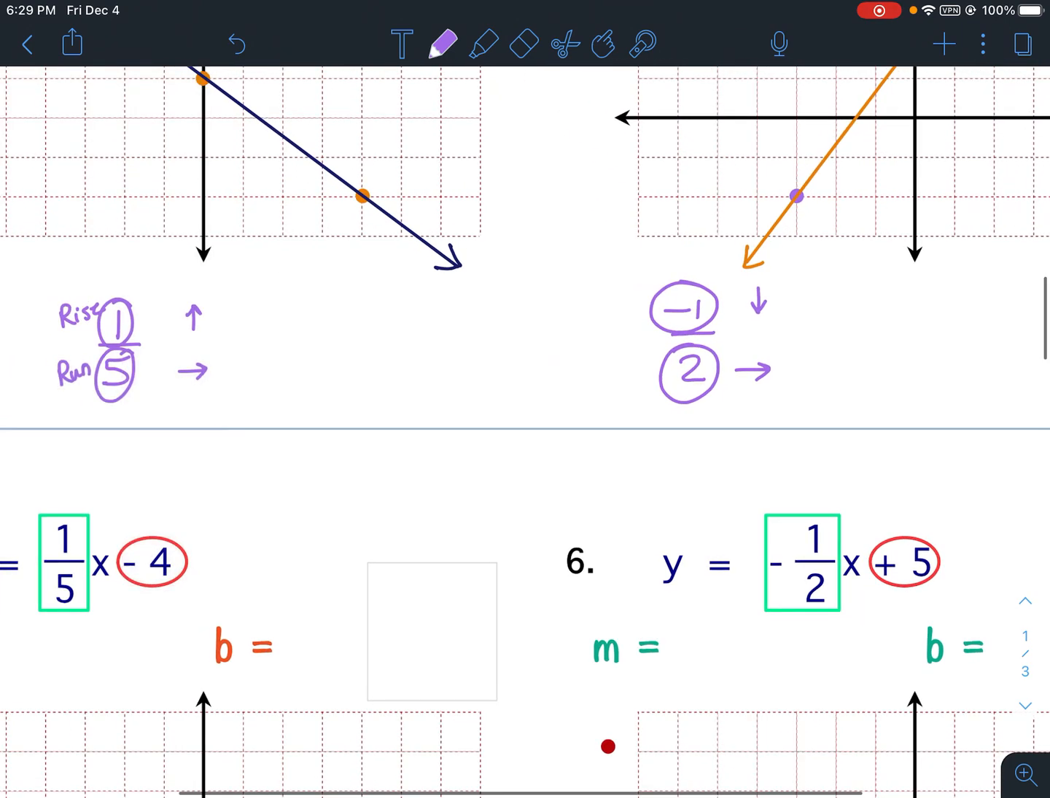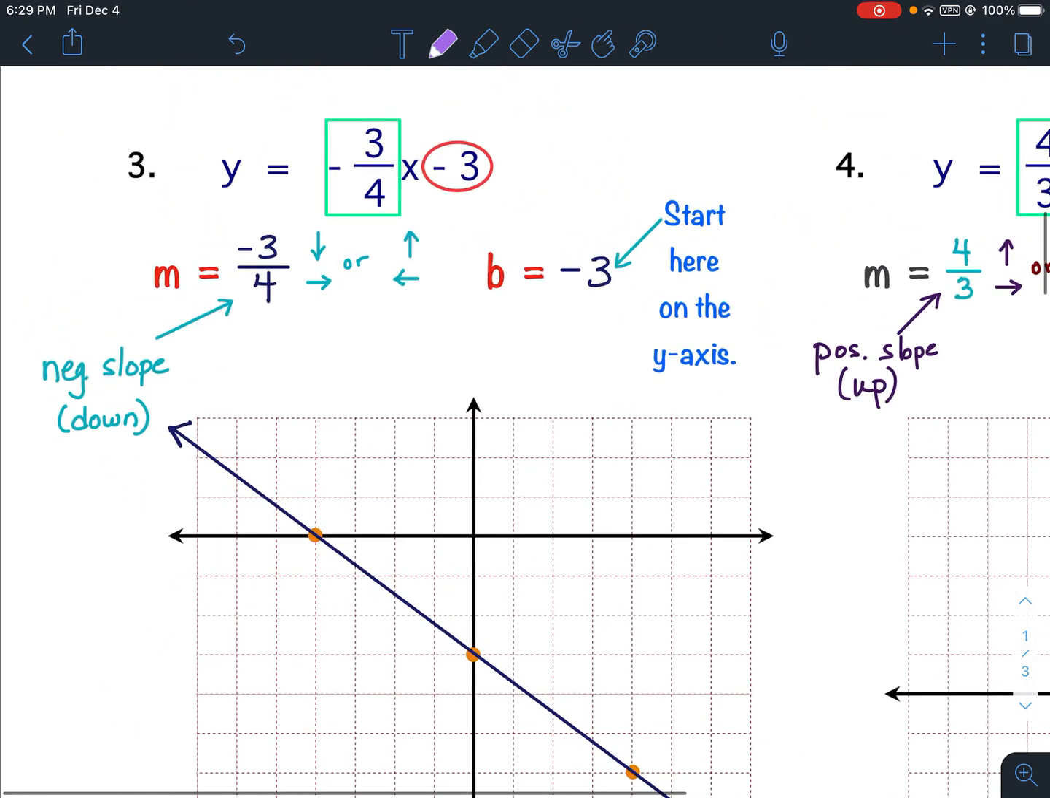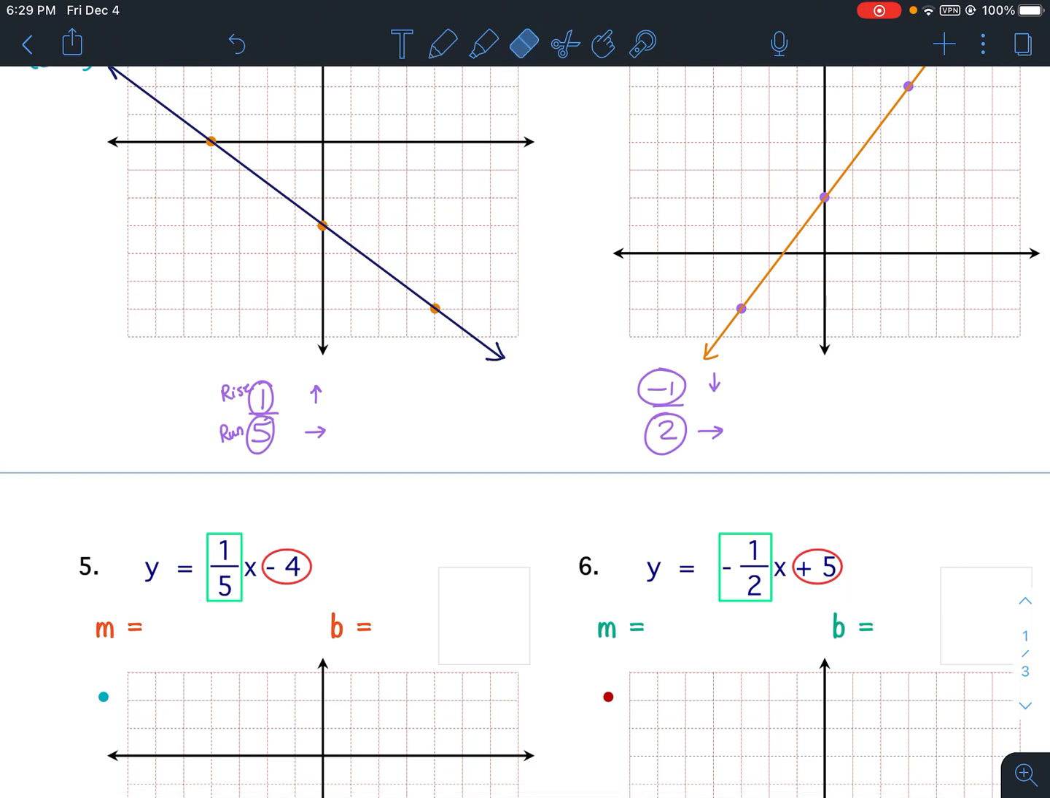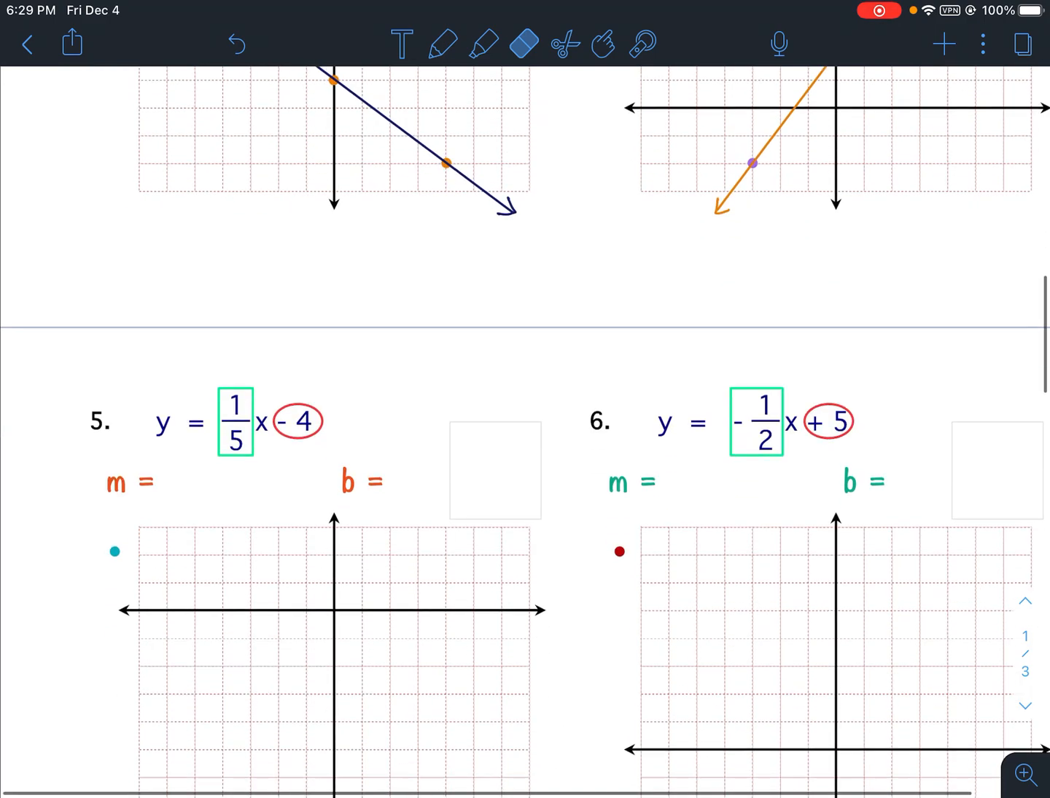So that's why on question number 3, I put my negative sign up with the numerator. So the number in the numerator is negative. That way the denominator would be positive, so I would always go to the right. So again, when you're doing your slope, if it's a positive slope, you'll go up and to the right, and if it's a negative slope, you'll go down and to the right.